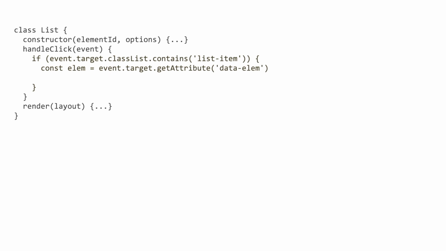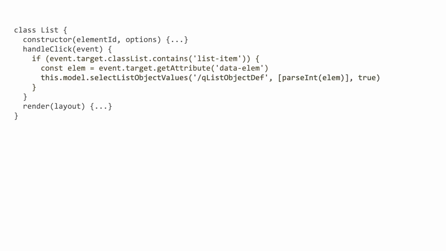Making a selection on the data can be achieved by using the model of the generic object and calling the selectListObjectValues method, passing in the path of the QListObjectDef, the array of values to select, and the desired toggle behavior. We mentioned earlier that the callback parameter provided when calling the createList method is executed every time there is a state change, which is exactly what will happen when the selectListObjectValues function is executed.